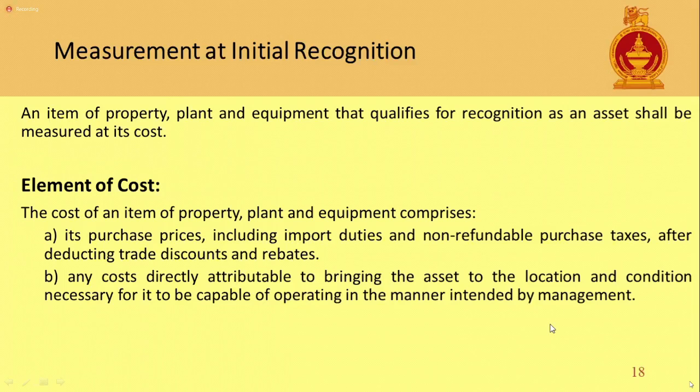Under the elements, when we are getting the cost, we have to get the purchase price, import duties, non-refundable purchase taxes. Then we have to deduct trade discounts, rebates and concessions. Also any cost directly attributable to bring the asset to the location and condition necessary for it to be capable of operating in the manner intended by management. At that time, if we use direct labor cost, we also need to include it here.